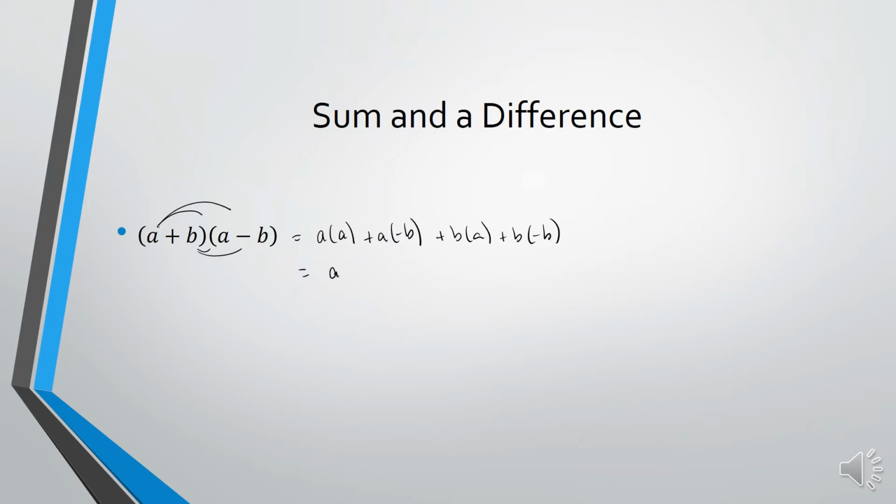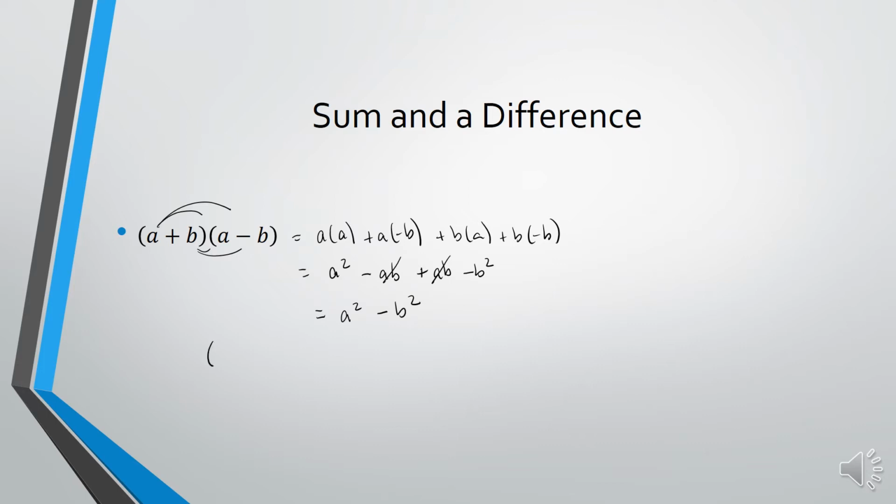A times a is a squared. A times negative b is negative ab. B times a is ab. We can reverse the order. We usually write it in alphabetical order. And then b times negative b is negative b squared. What we notice is that this negative ab and the positive ab cancel, so I'm left with a squared minus b squared. And it doesn't matter what these two terms are.